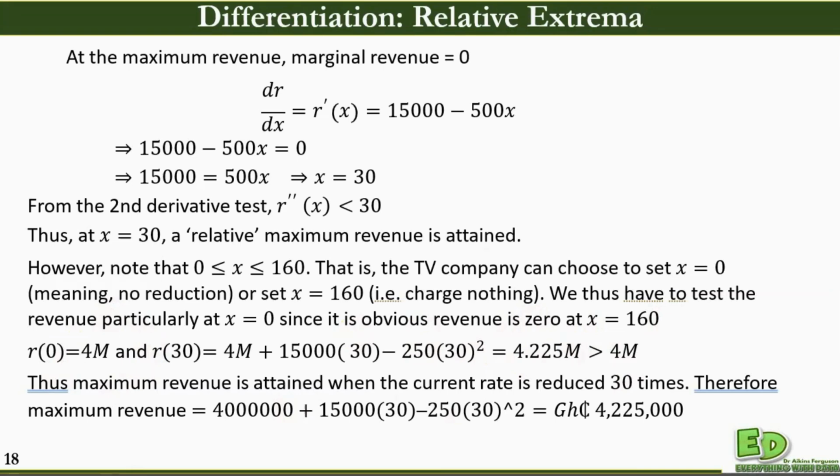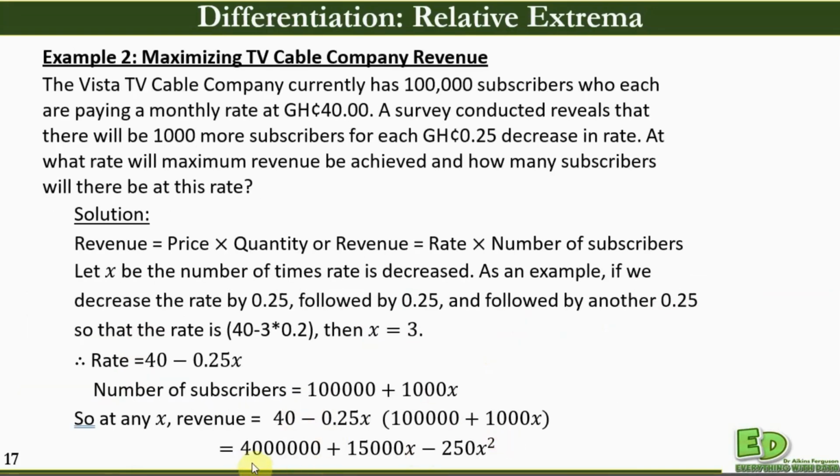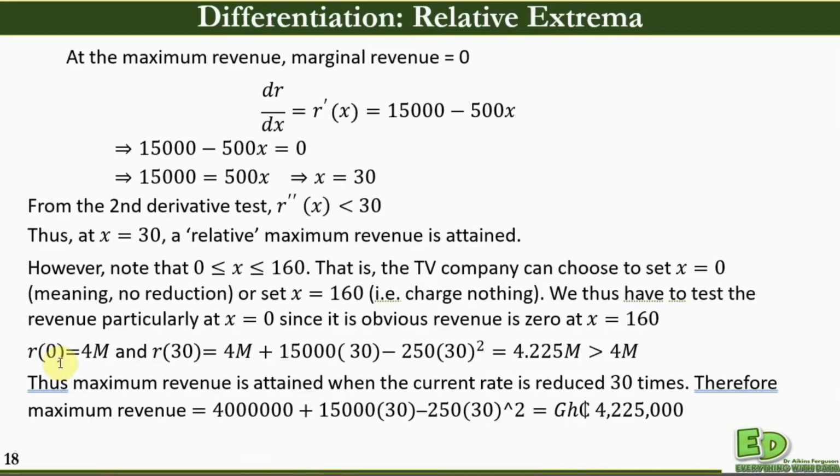Note that this is a revenue function. This function over here, you are going to get what? 4 million, if you put 0 there. If you consider the 30 that you calculated, that you are saying that if you reduce it by 30, that will give us the maximum revenue, and we've confirmed that by doing the second test, you are going to get what? 4 million, plus this, and that should give you 4.225 million. Okay, so 0 gives us 4 million, 30 into the revenue function gives us 4.22 million.